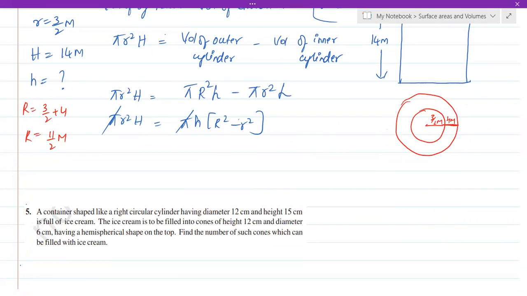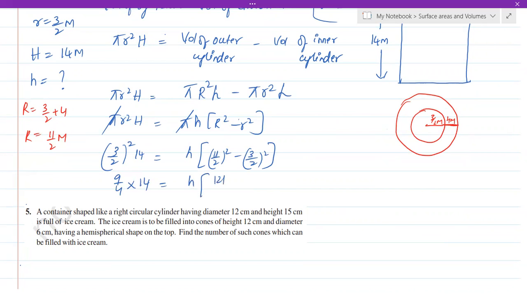So we are left with r square H. r is 3 by 2, so 3 by 2 the whole square. H is 14, equal to small h, we have to find it. Capital R square is 11 by 2 the whole square. Small r square is 3 by 2 the whole square. So 3 by 2 the whole square will become 9 by 4 into 14, that is equal to h. 11 by 2 the whole square, 121 by 4 minus 9 by 4.